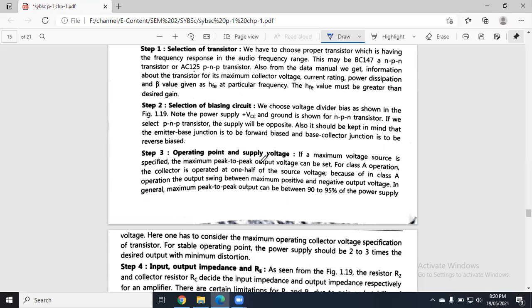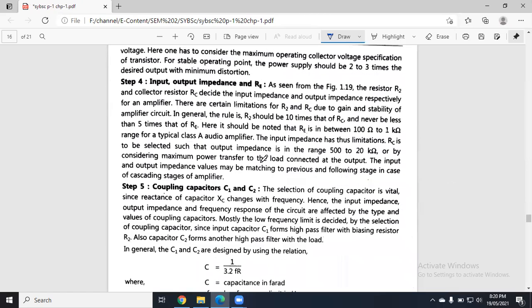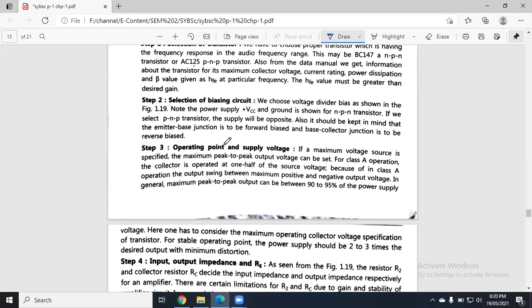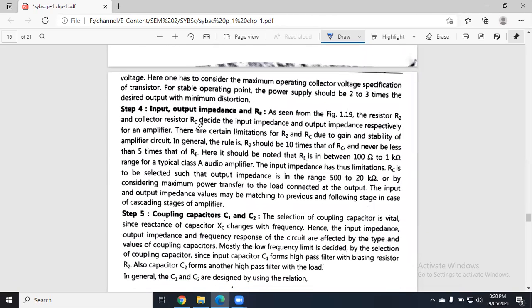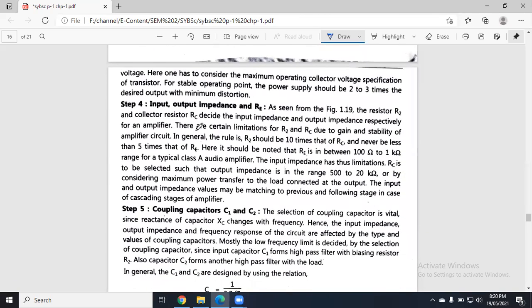Whatever the power supply you are going to provide, out of that 90 to 95% is going to be at the circuit. After that, once we are done with the operating point and supply voltage, what is the operating point? Whenever we are selecting a class A amplifier, your operating point is also set. It will be at the middle of your DC load line. Correct.